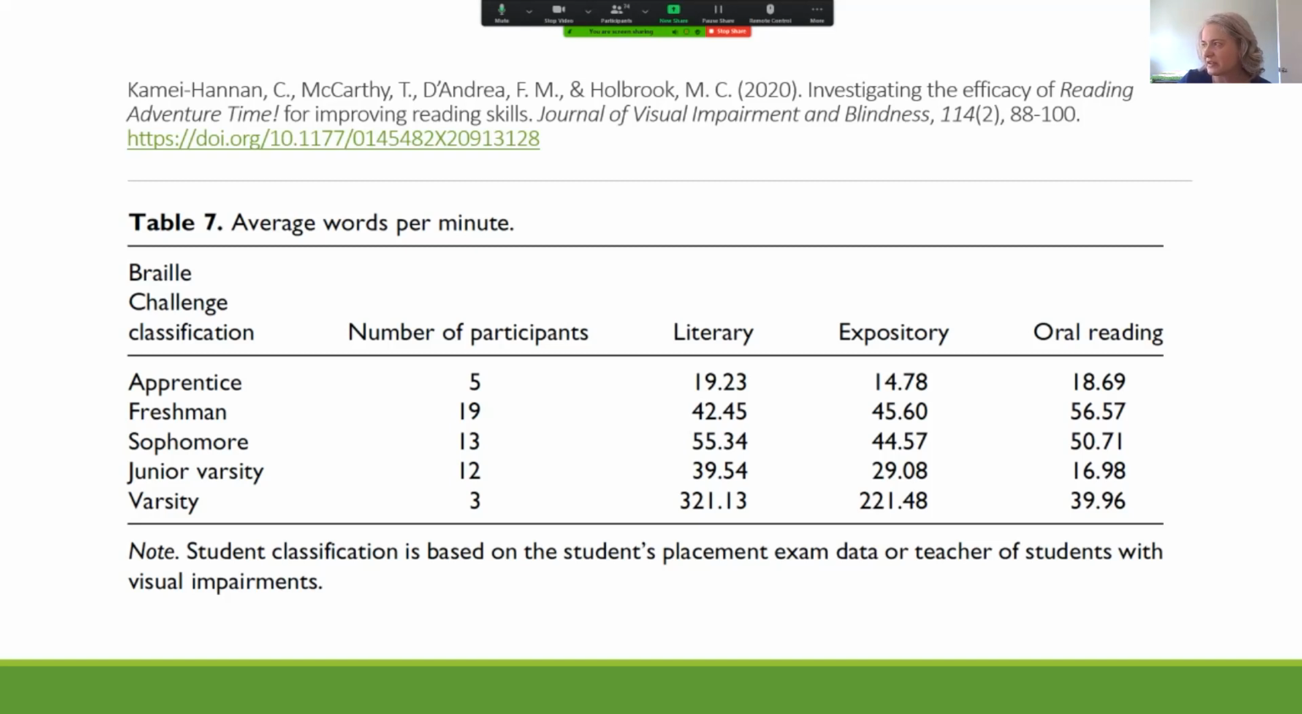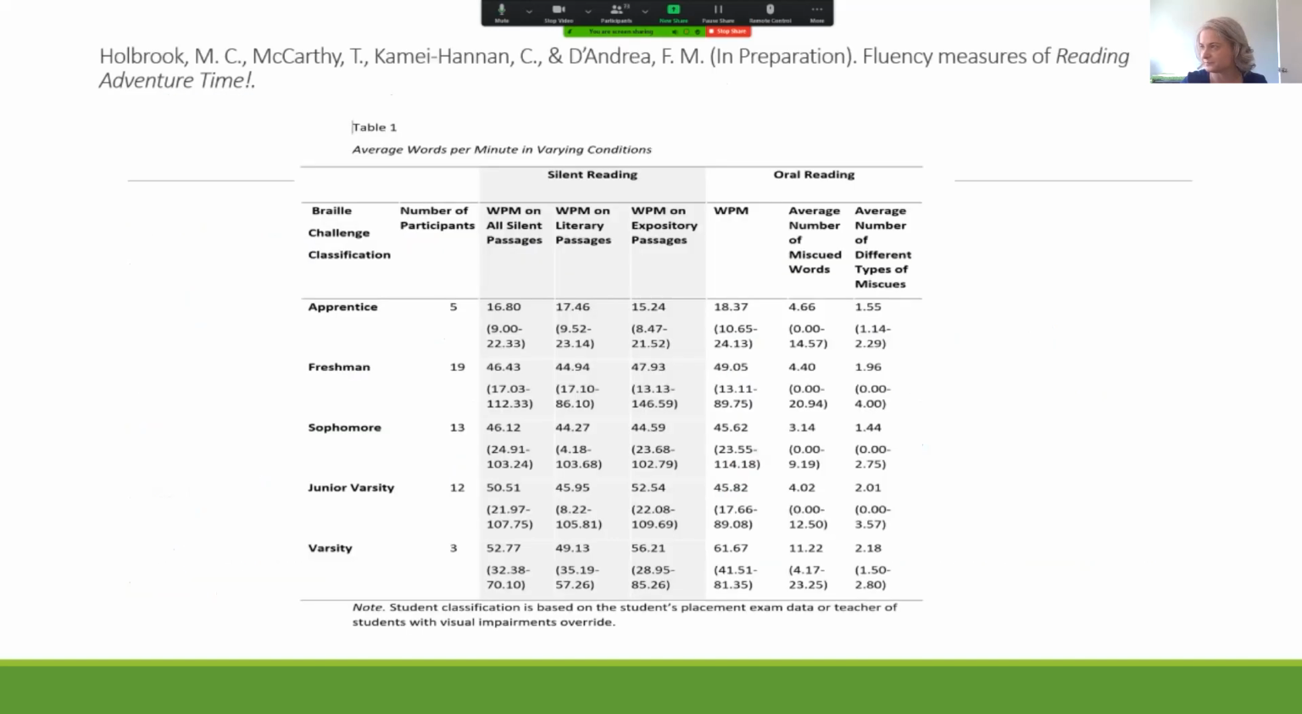But the oral reading is a more accurate depiction of how quickly these students were reading. And it was about 40 words per minute. So think about this. Varsity level, these are our oldest students that are about to graduate from high school. 40 words per minute. That's pretty slow for somebody who's about to graduate from high school when we think about functionally using literacy.